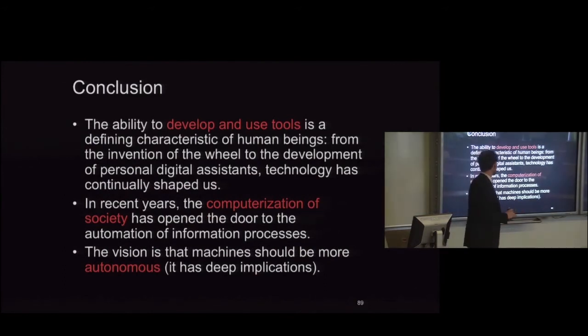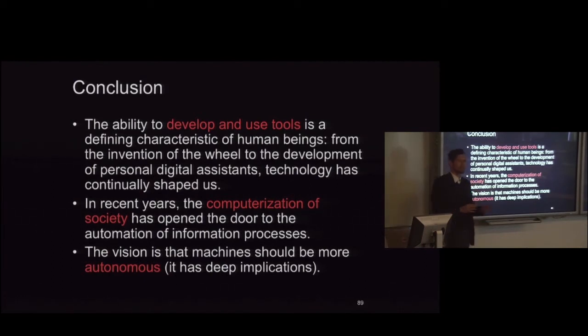More generally, if I want to open up a sort of debate here, the ability to develop new tools has been a defining characteristic of human beings from the invention of the wheel to the development of personal digital assistants. Technology has always been shaping us, and in recent years, the computerization of society, pretty much every domain of it, has opened the doors to the automation of information processes. So that's really the idea of artificial intelligence and computer science in general.